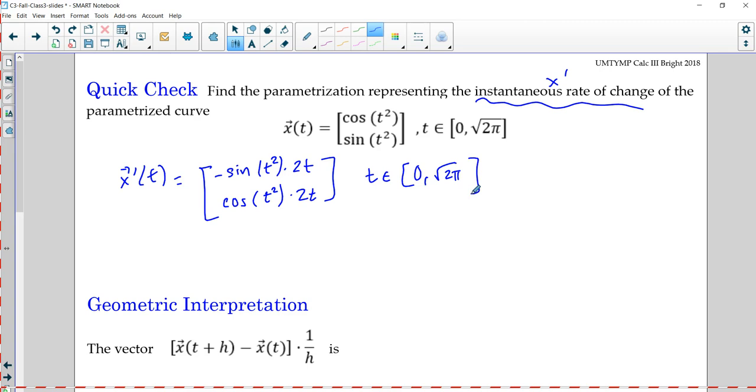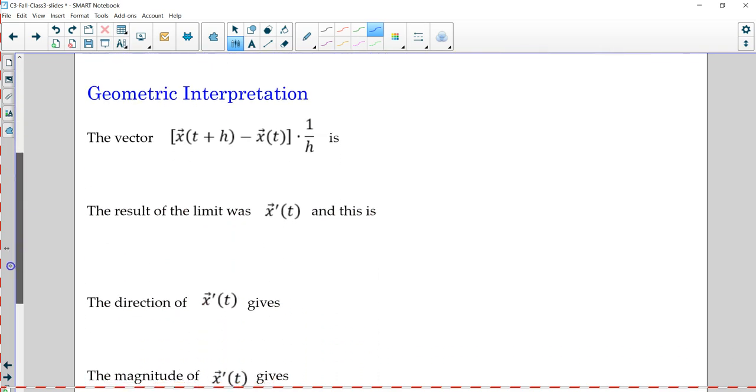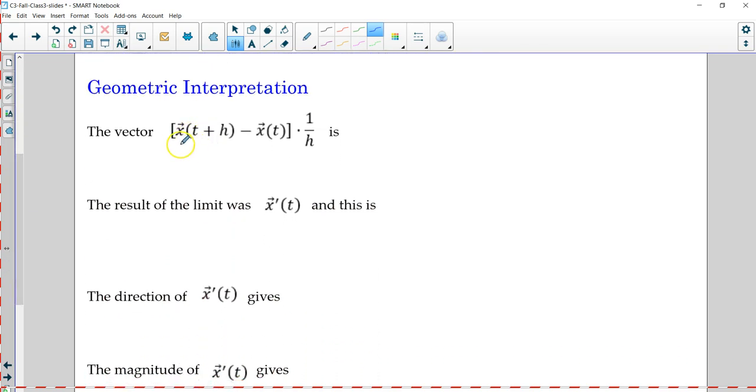All right, time to just review some of the geometry that went along with this in the background. We focused on the algebra, now it's time to discuss the geometry. So the vector x of t plus h minus x of t times 1 over h is actually very interesting. When we were drawing our diagram, we were drawing this, and this was the secant vector, right? That was between two places on the curve. But when we multiply it by that 1 over h, it's called a scaled secant vector.